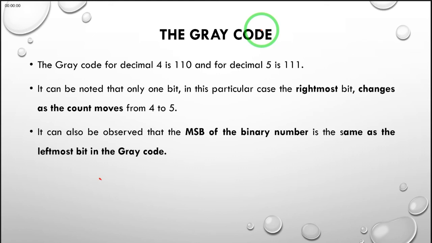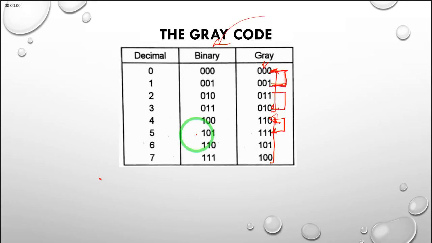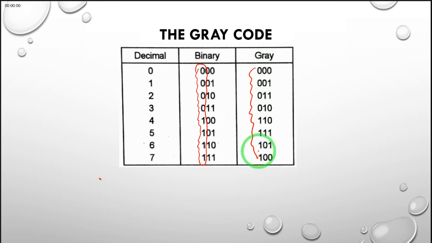It can also be observed that the most significant bit of the binary number is the same as the leftmost bit in the gray code. So that is the other thing that we need to observe, that the most significant bit of the binary number, and I think we can go right there up here, is that what you see on the right, this is the most significant bit in the binary number, and this is the leftmost bit in the gray code. What we will observe in that case is that they will always be the same. They do not change. So while the other bits can change, these are always going to be the same.